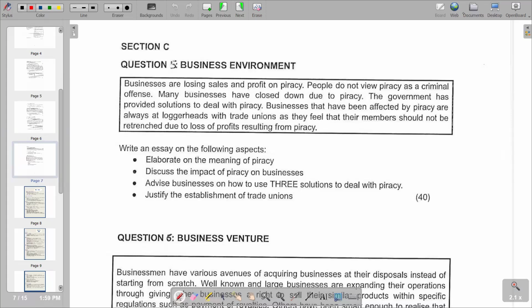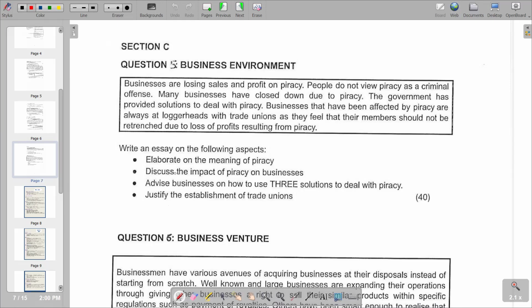Then moving on to our section C, we are going to have 2 questions, question 5 and 6, and we are supposed to choose 1 question. But according to this video, we are going to look at both questions. Question 5 is on the business environment. You are given information before the question that you just need to go through. And then the question part reads: write an essay on the following aspects. Elaborate on the meaning of piracy, discuss the impact of piracy on businesses, advise businesses on how to use 3 solutions to deal with piracy, justify the establishment of trade unions.